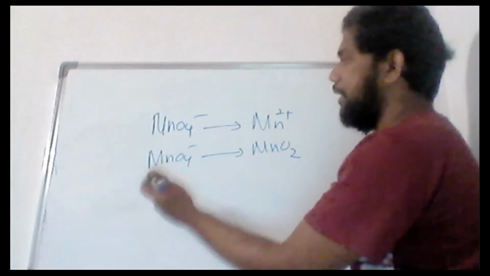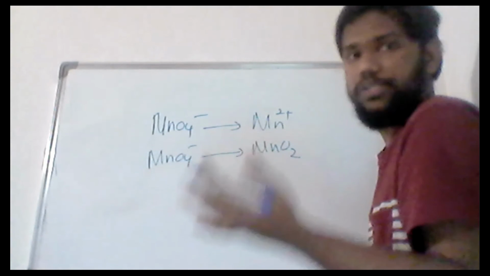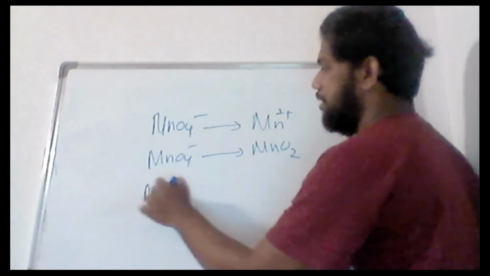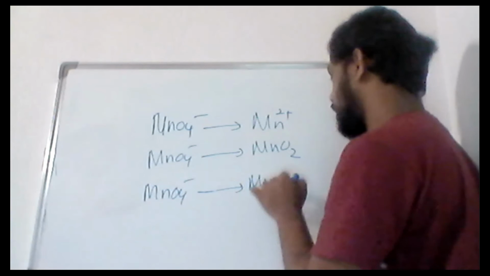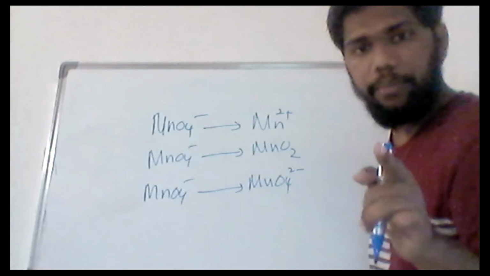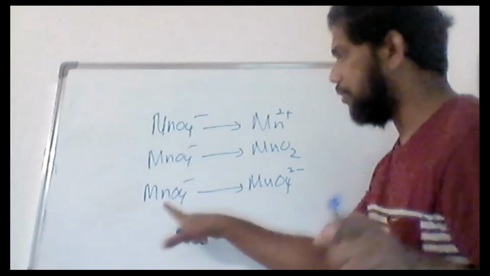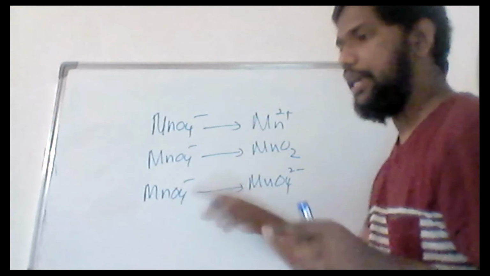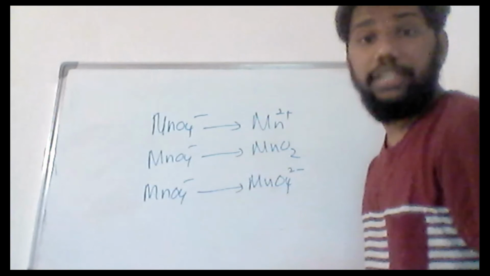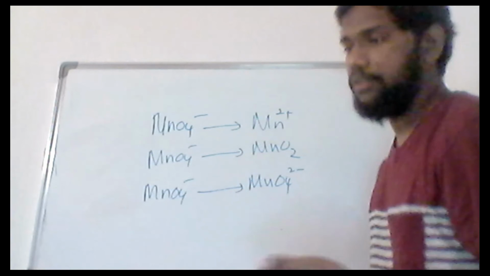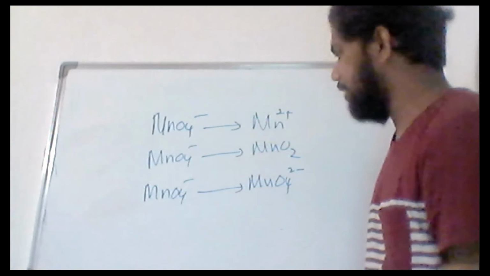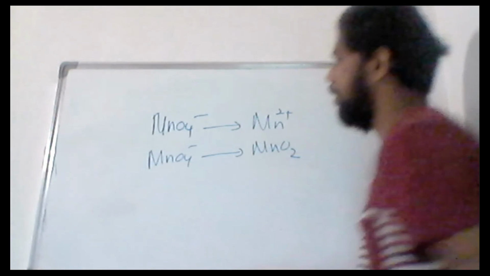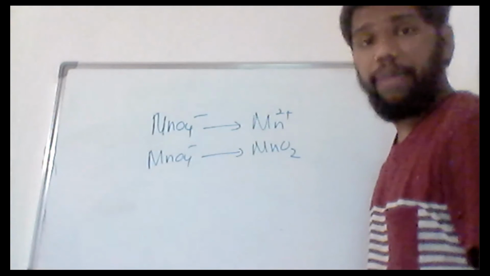Or, if you can remember the previous question, in basic media MnO4⁻ can also be reduced to MnO4²⁻. If you can remember, when you add KOH, it goes from here to here. So this is also a reduction, which shows its oxidizing nature, okay? Oxidizing agent. So the easiest way is to show these two, then balance these two.